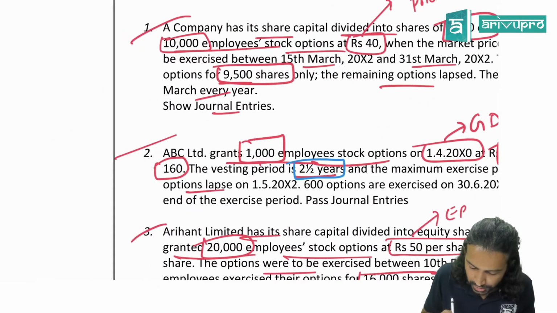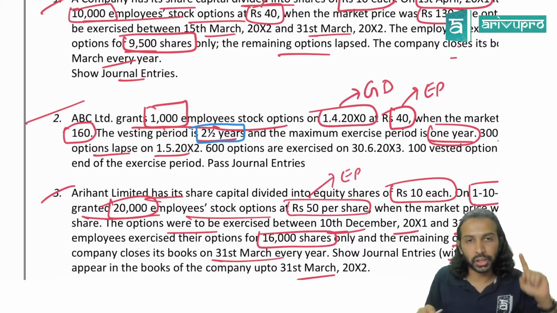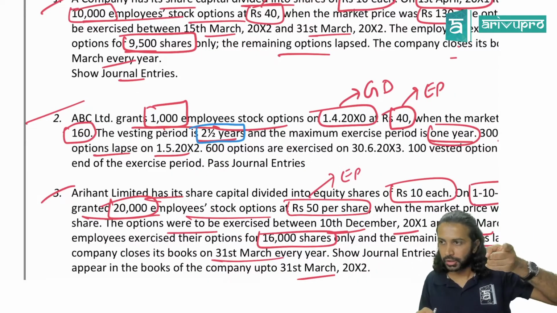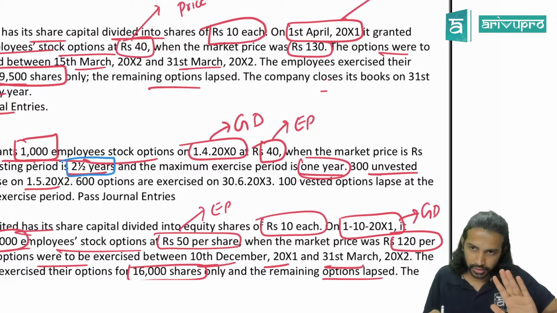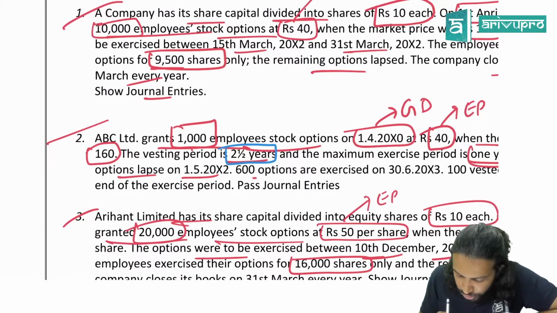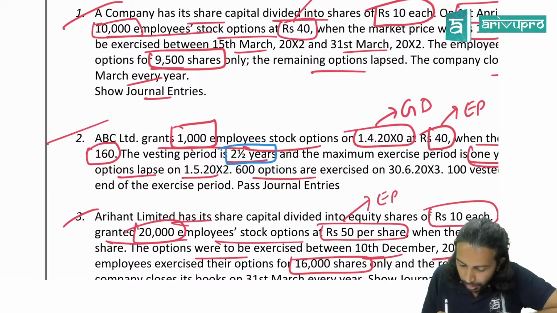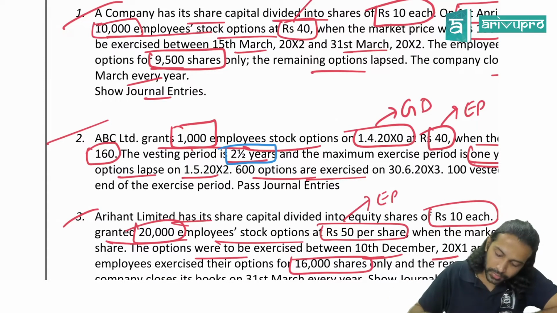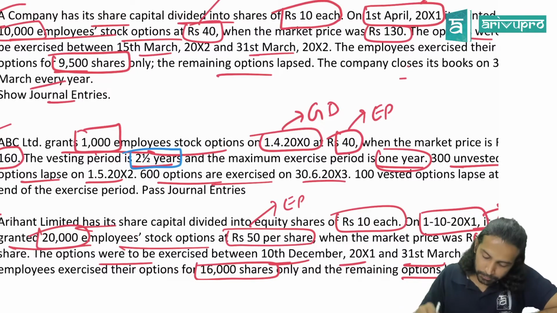So it got lapsed. As on which date? 1st May 20x2. Totally you gave how much? 1,000. Of 1,000, how much got lapsed? 300. What remains? 700. So at least we thought, okay, 700 maybe they will buy. Next, what did they say? 600 options are only exercised. We thought 700 will buy, but ultimately how much? Only 600 of them bought. As on which date? 30th June 20x3.